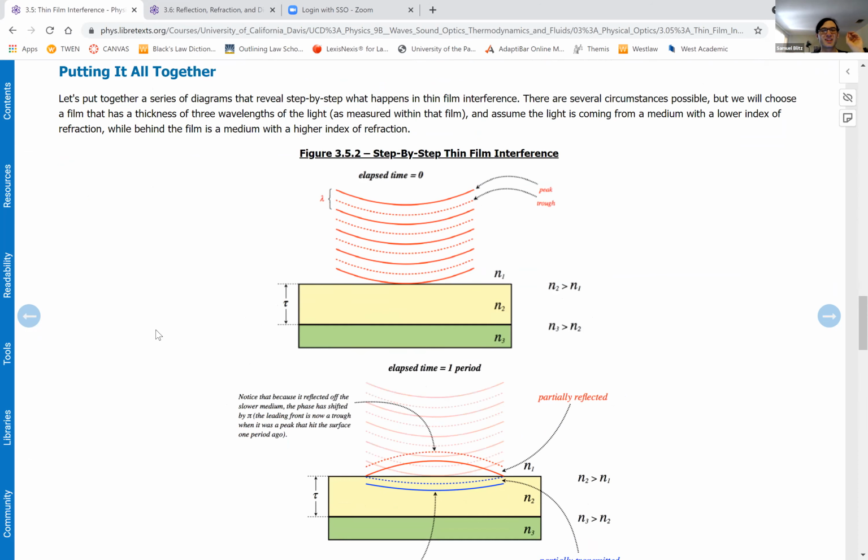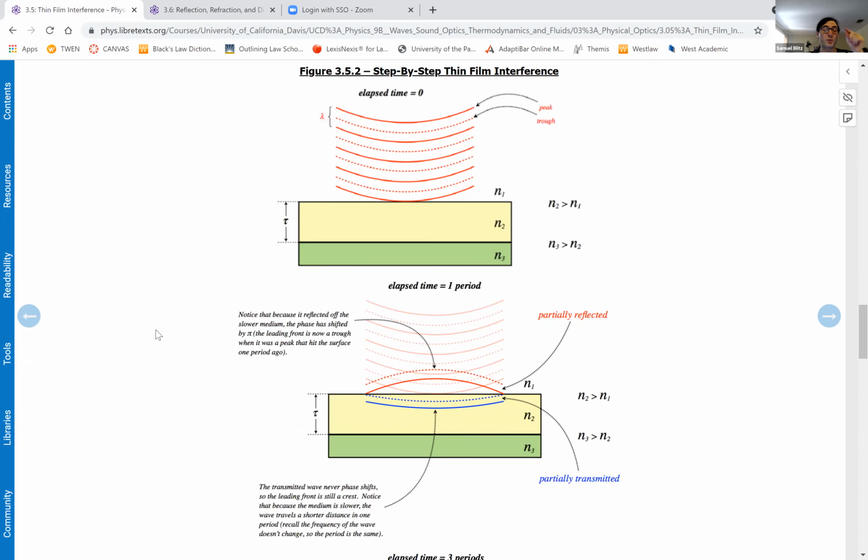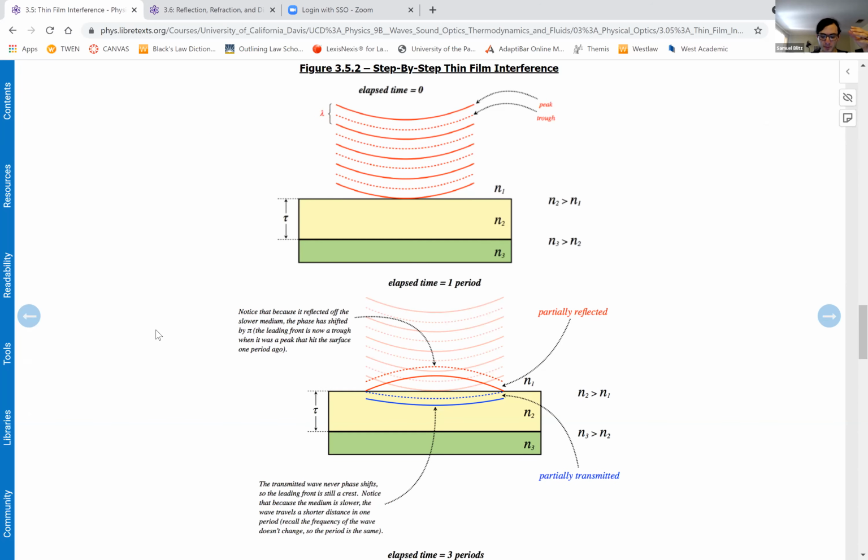No, sorry. Let me be clear. It's 3 wavelengths inside the medium. So because n2 is slower than n1, the wavelength is going to decrease. While it looks like it's something like 2 outside of the medium, once it gets in the medium, that wavelength is going to shrink, and then you'll be able to fit 3 wavelengths in there. This is just something to make the visualization easier, but this doesn't have to be the case.